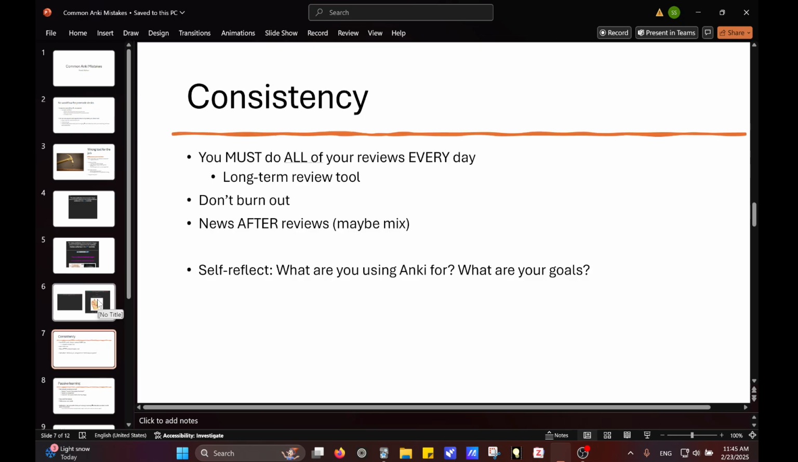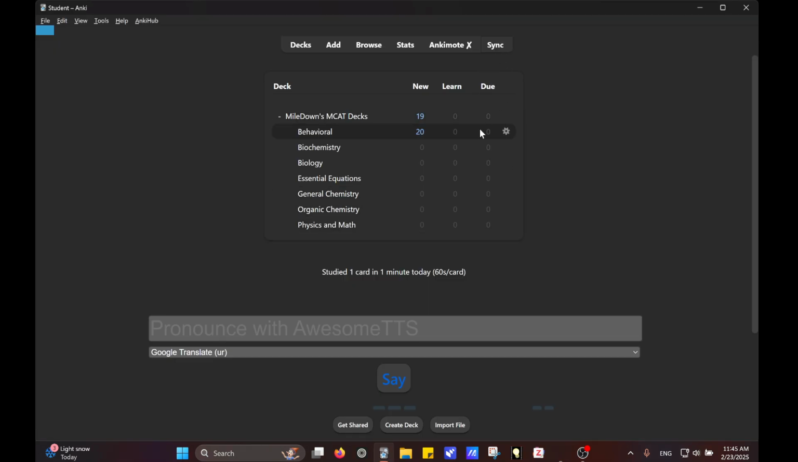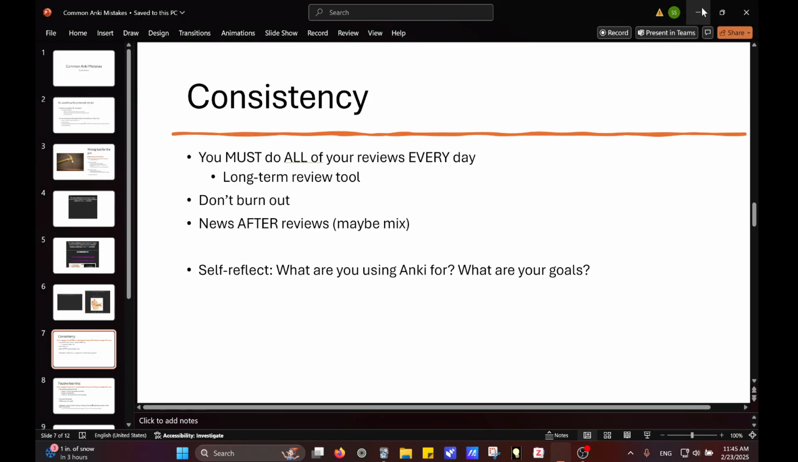So the next common mistake is kind of an easy one, and that's consistency. Remember, Anki is a long-term review tool. You need to do all of your dues every day. All of your reviews, all of the green cards that show up here, you need to do every day. And this is so that the algorithm can continue to feed the correct cards. If you're finding yourself overwhelmed, you need to reduce the number of new cards you're doing in a day. And you want to do news after reviews, just because you really need to do all of your reviews every day.